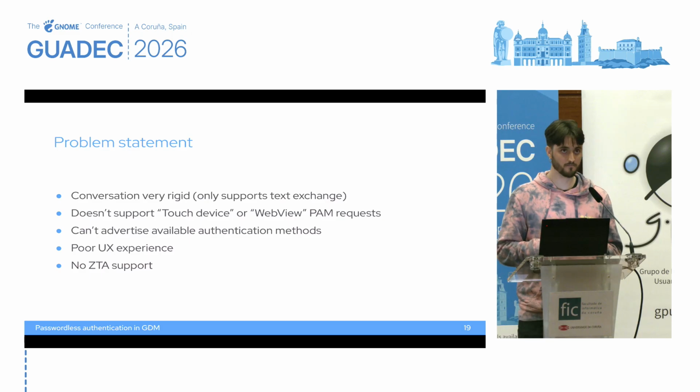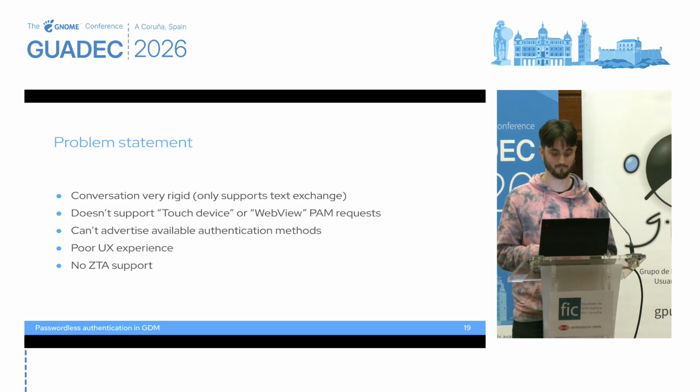There's also some UX that could be improved. Like in the smart card certificates, the information doesn't fit properly in the buttons. And the last thing, we cannot support zero trust architecture if we don't support some extra methods that require extending the UI.